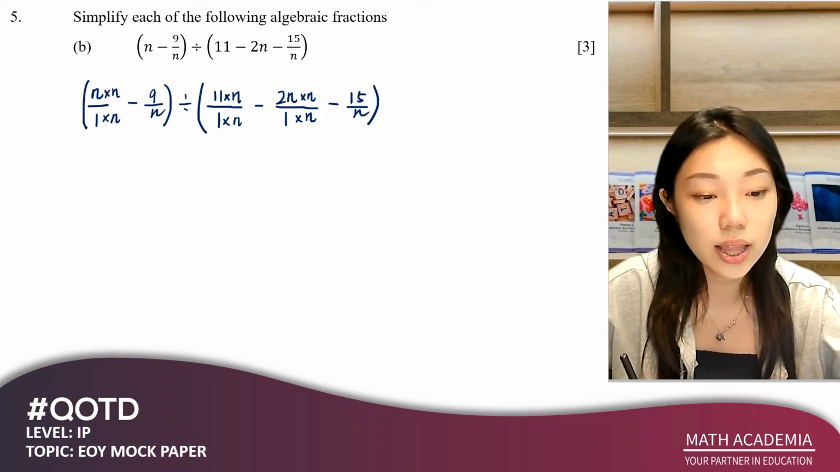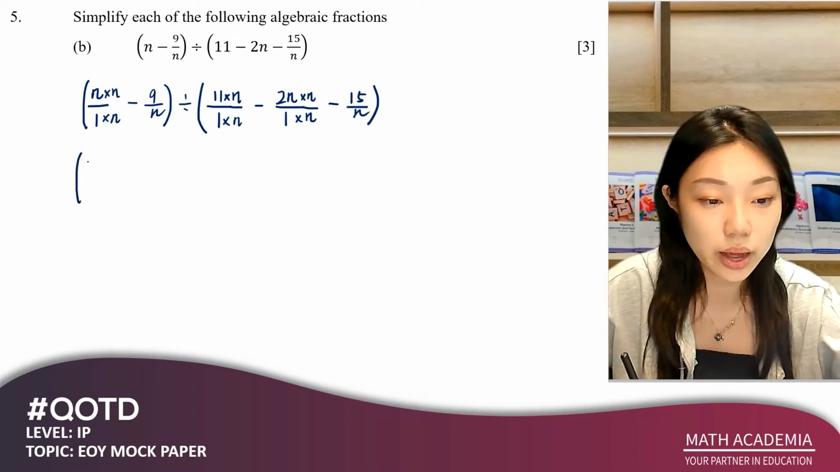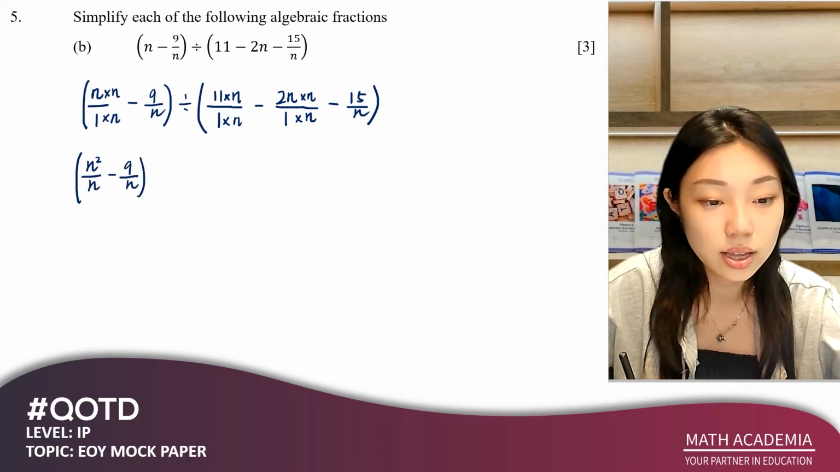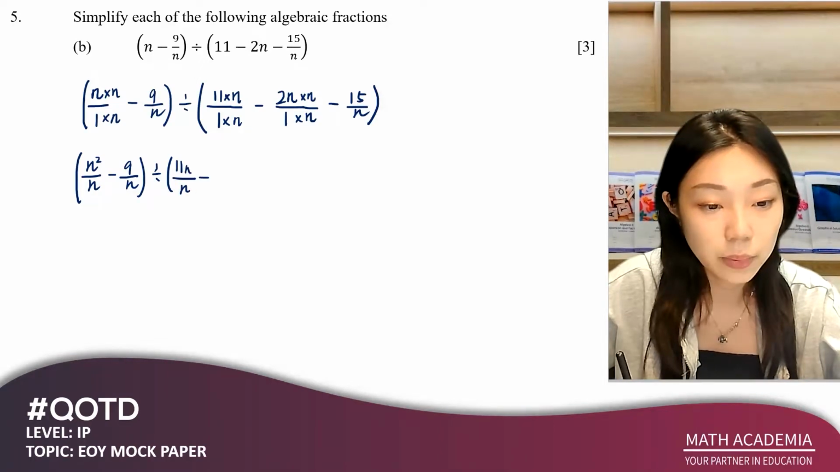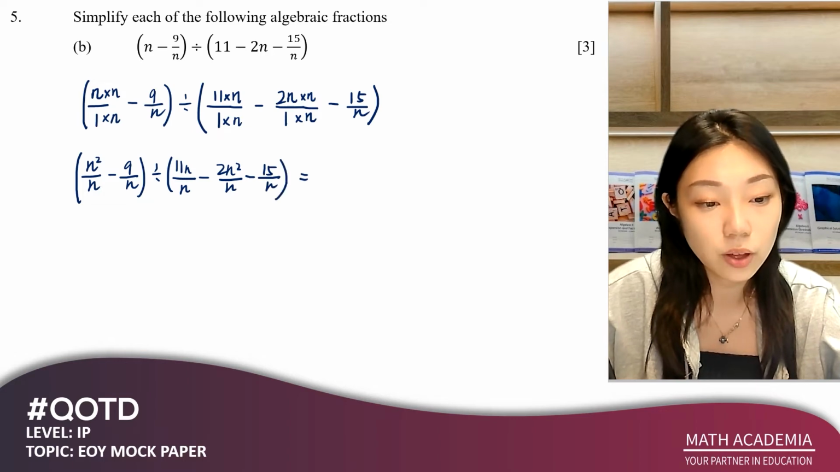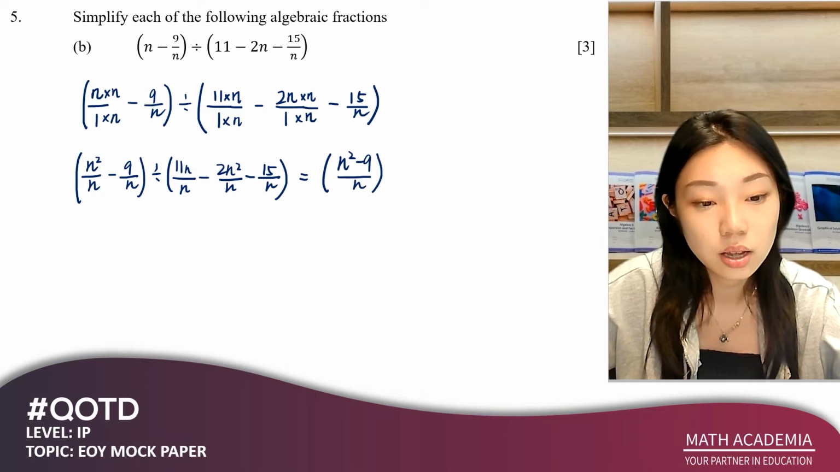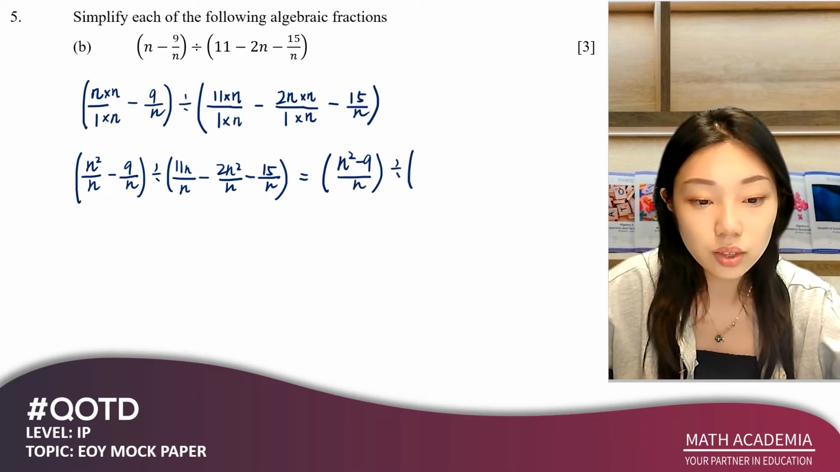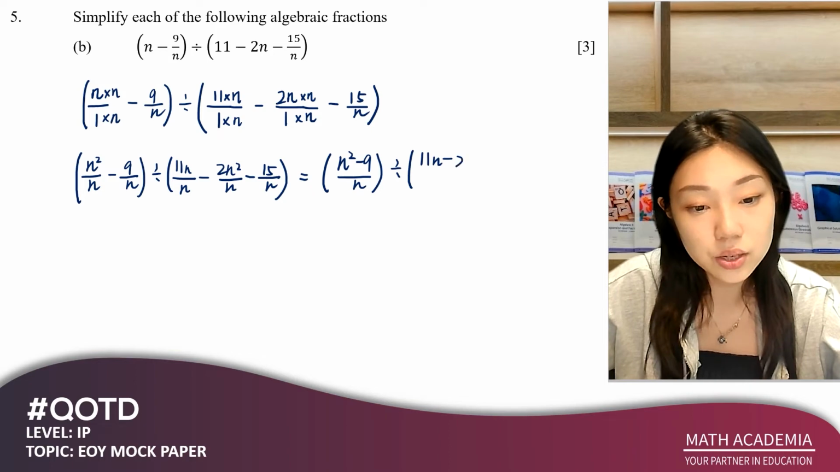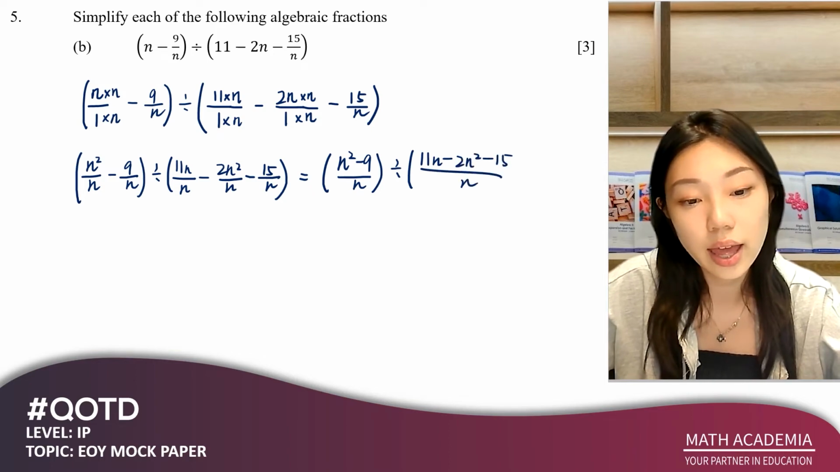Okay, so when I simplify my expression, what do I have? I have n squared over n minus 9 over n divided by 11n over n minus 2n squared over n minus 15 over n. Okay, let's simplify what I have. I have n squared minus 9 over n divided by 11n minus 2n squared minus 15 over n.